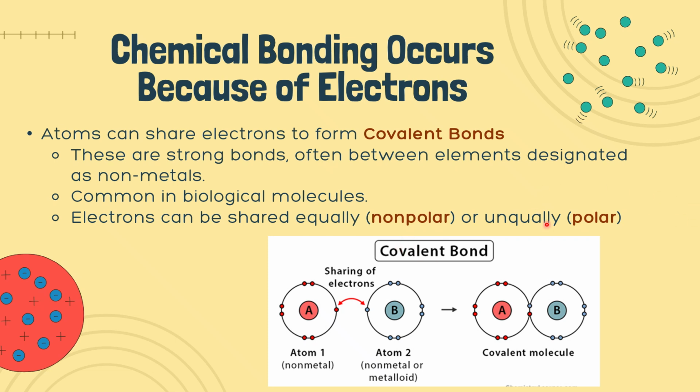So that's polar, that unequal sharing. I apologize, there's a typo here. That should say unequally with an E right there. When they share them equally and both atoms have the same amount of time with the electron, that's called a nonpolar covalent bond. So covalent bonds are sharing electrons. We can share them equally in a nonpolar event, or we can share them unequally and create a polar molecule.